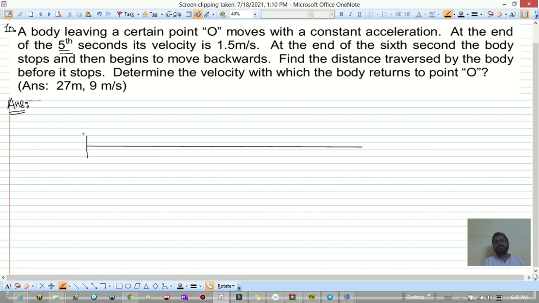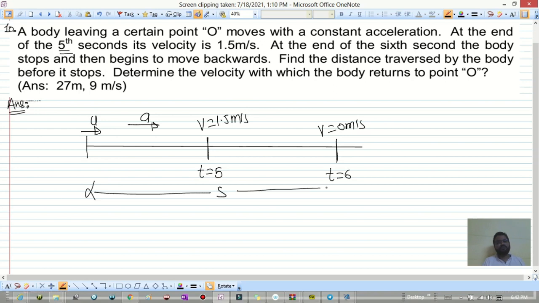Body leaving a certain point, that means the initial velocity u is not given. It moves with a constant acceleration a. At the end of the 5th second, that is t equal to 5 seconds, its velocity is 1.5 meter per second, and at the end of 6 seconds, that is t equal to 6, its velocity is 0 meter per second. Find the total distance traveled before it stops, and the velocity when it returns back. Okay, chalo, let's find that out.